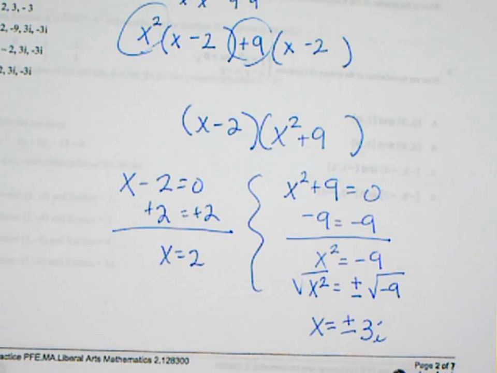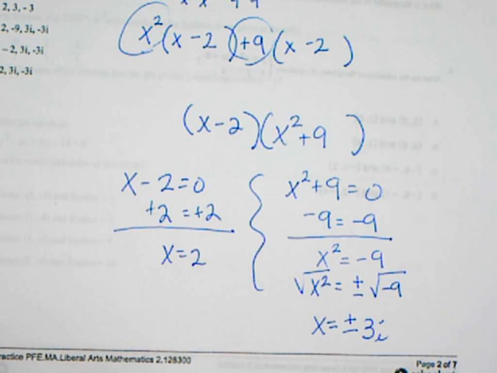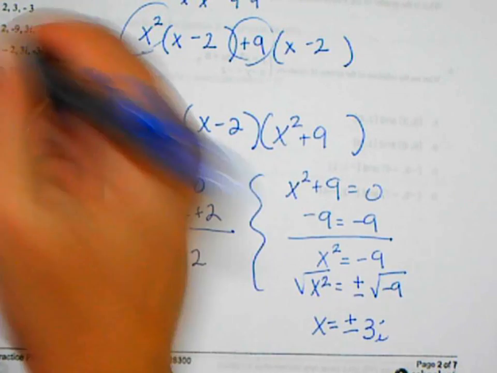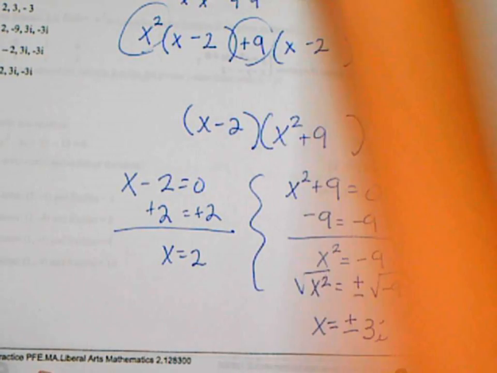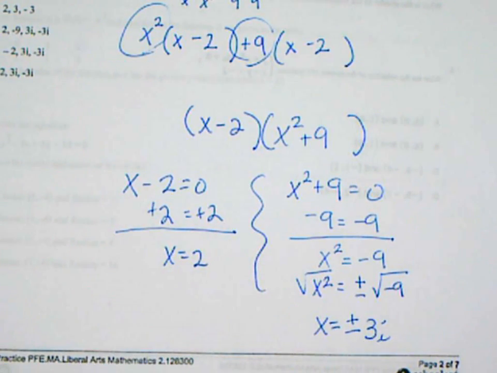Did the question only ask us for real roots? No. No, it says what are the roots? That means real, imaginary, everything. It's D. So I have 3 solutions: 2, positive 3i, and negative 3i. So yes, it is D. So pay attention to what it's asking for. Does it want everything, real and imaginary? Does it just want real?